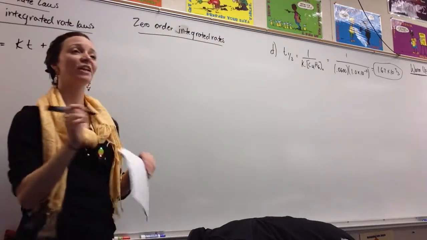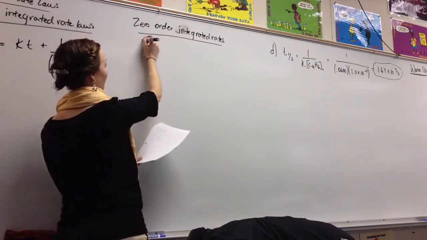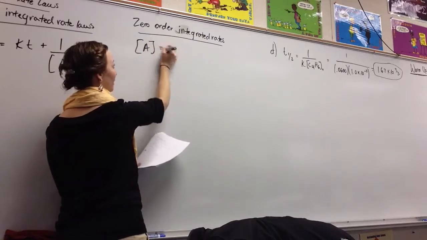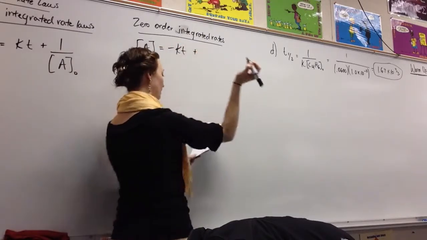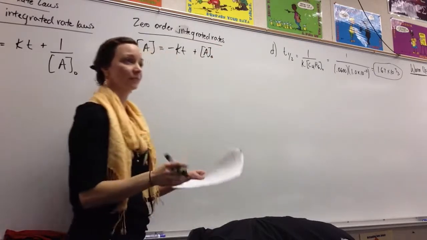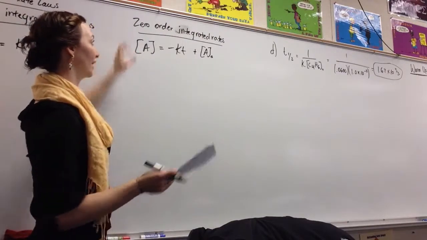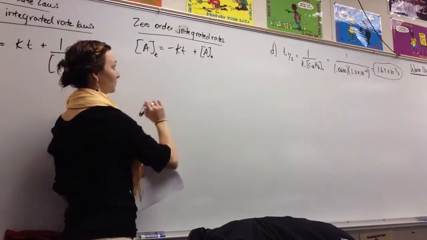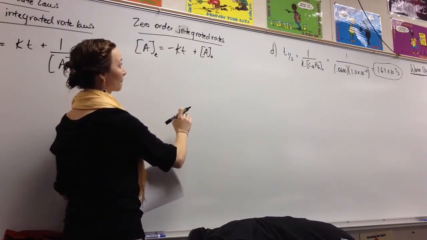Okay, guys, really quick. You won't see these very often, but for a zero-order integrated rate law, you have the concentration of A is equal to negative kt plus the concentration initially of A. So it follows the same format where you've got the A over here at a specified time, and then negative kt, and then plus the initial.